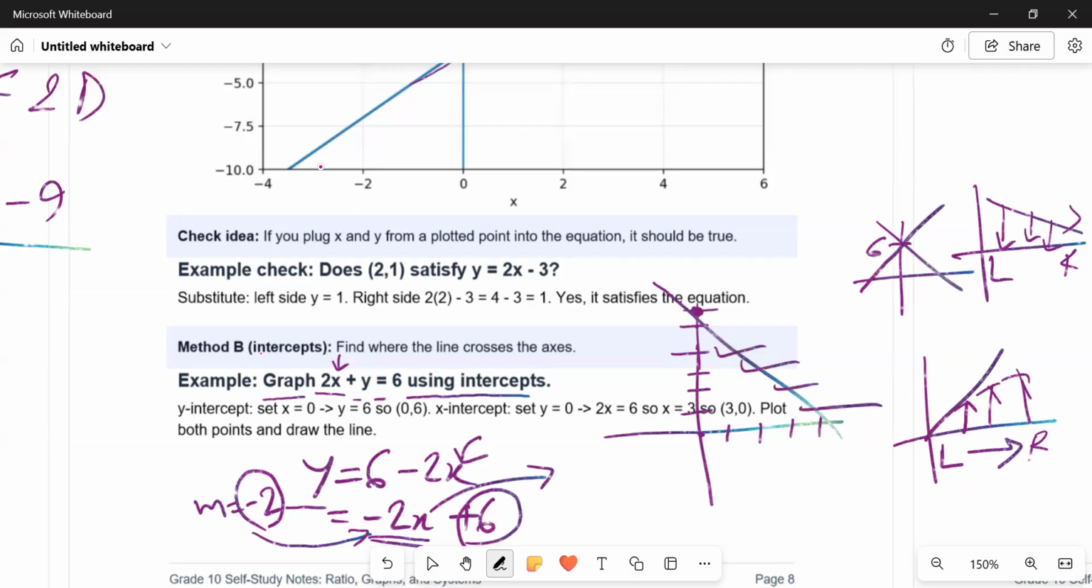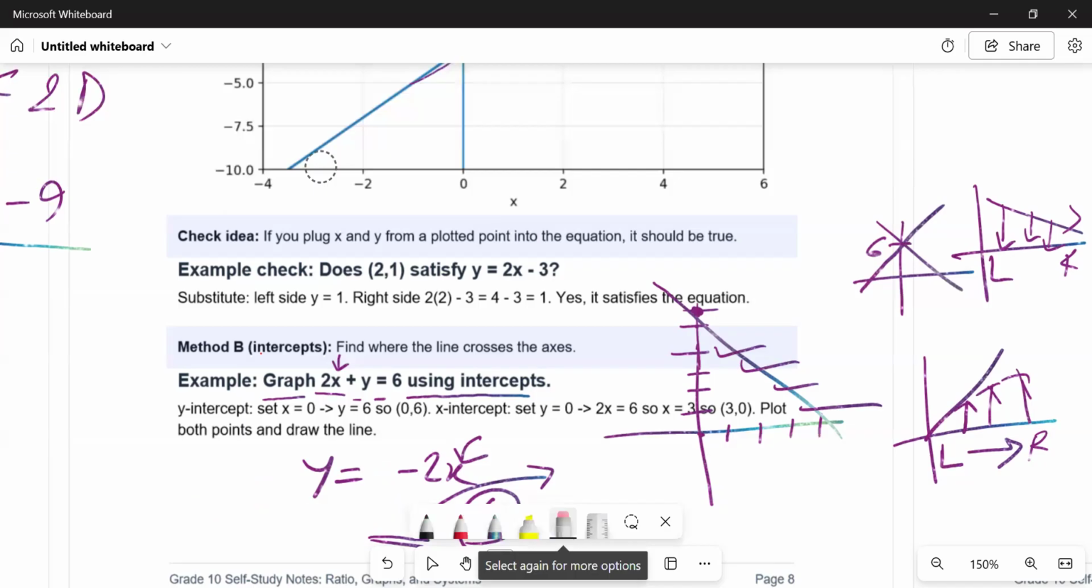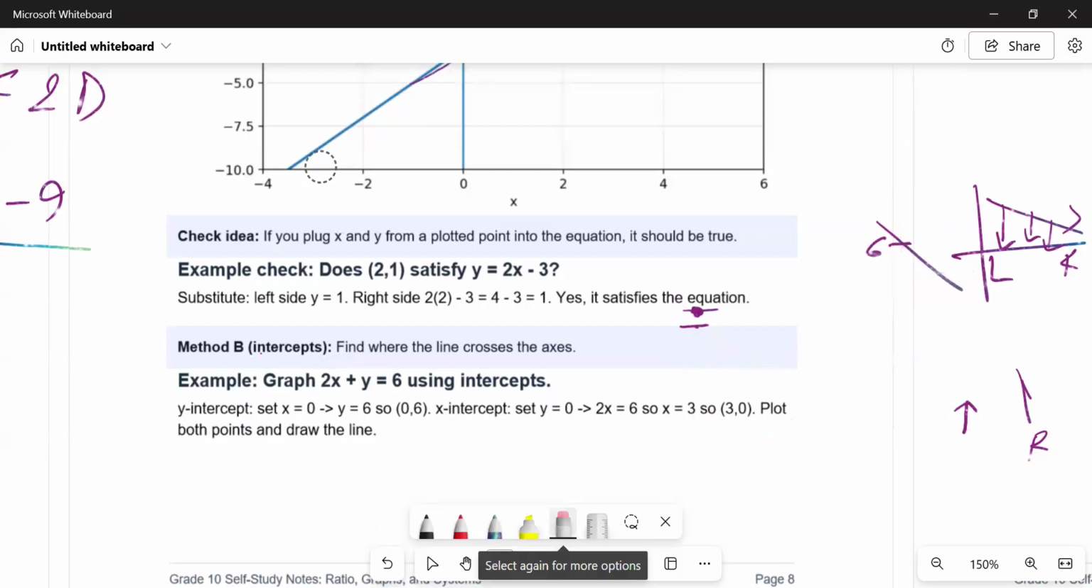Okay, so slopes are very important for us because it helps us to mentally figure out how the line for the equation is going to look.